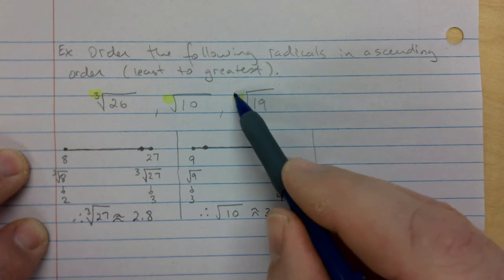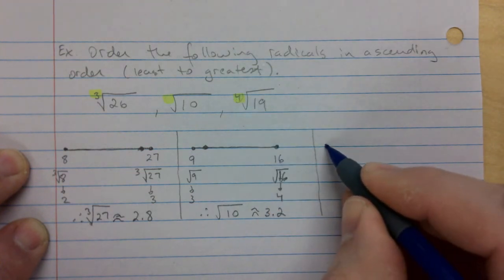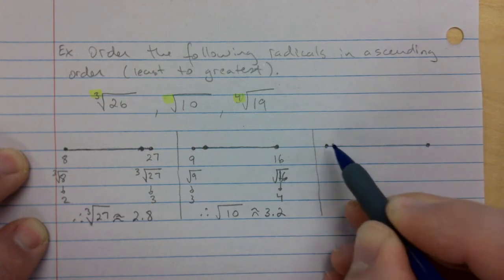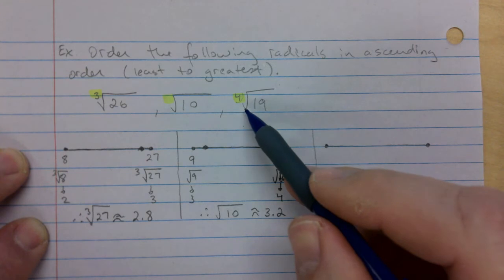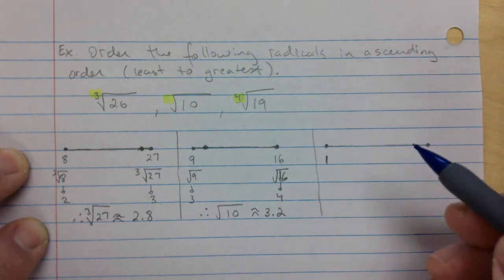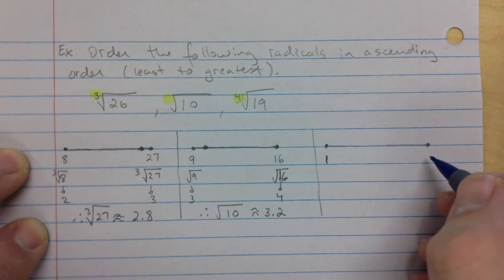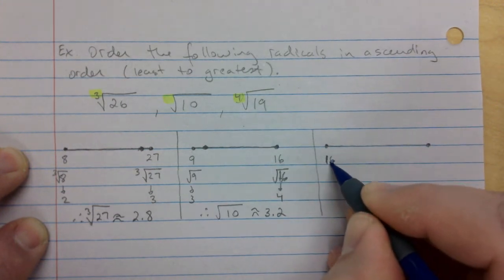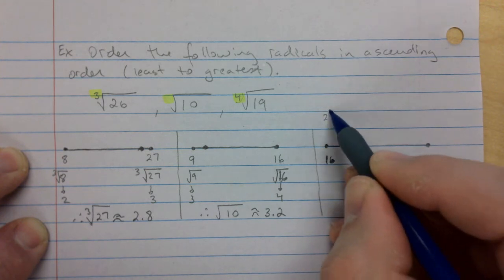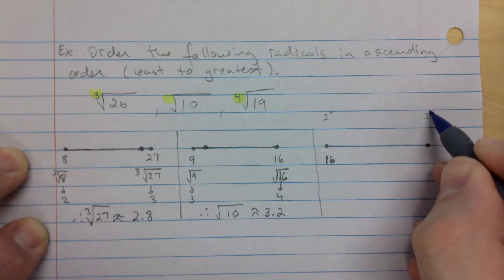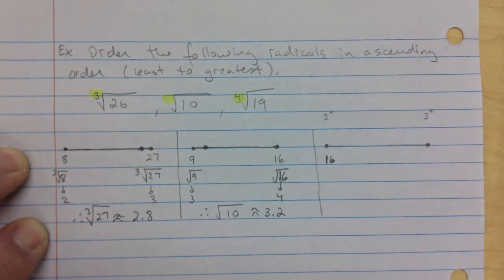Then we go to 19, and there we're looking at perfect fourths, right? So the perfect fourths that are close to it. If you think about it, 1 to the power of 4 is just 1. 2 to the power of 4 is 16. So the 19 would not fit between 1 and 16. So I actually have to start with 16, because 2 to the power of 4 gave me 16. So then 3 to the power of 4 goes here, right?